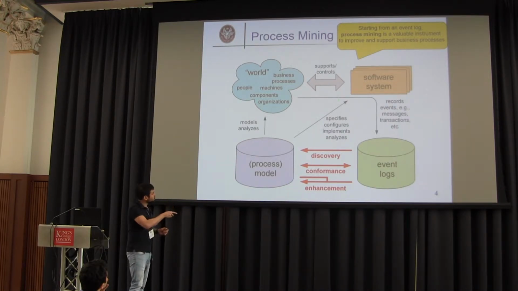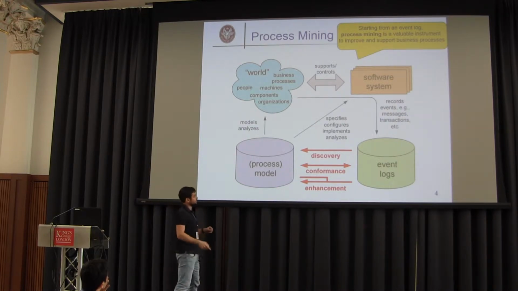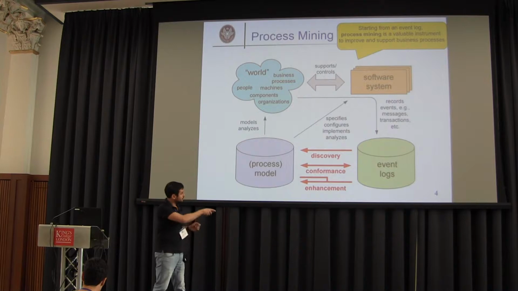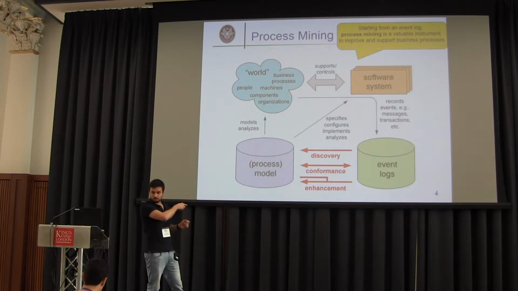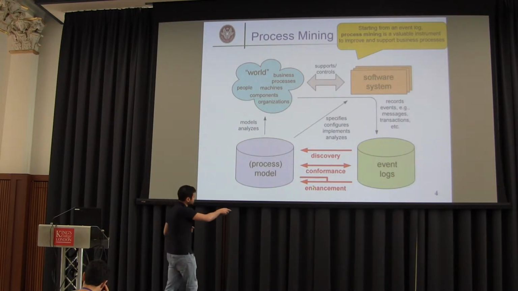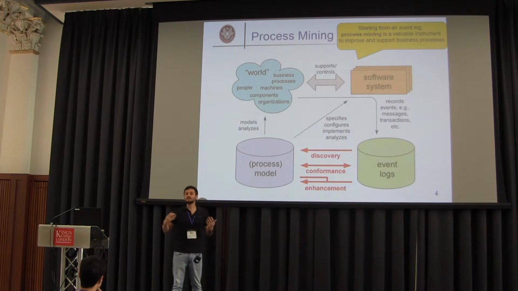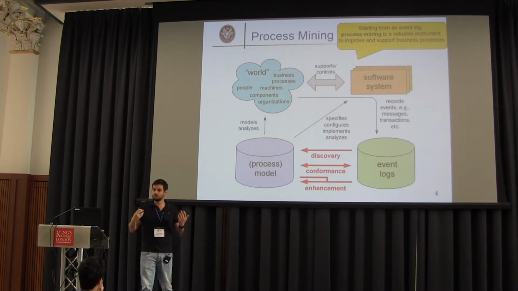Process mining tries to compare this real execution, the event logs, with the expected execution, and to do some tasks. First, try to discover a process model from event logs. Second, we try to do conformance checking, to see if these event logs are compliant with the process model. Third, it tries to do enhancement, so to enhance the process model on the basis of the real process execution.